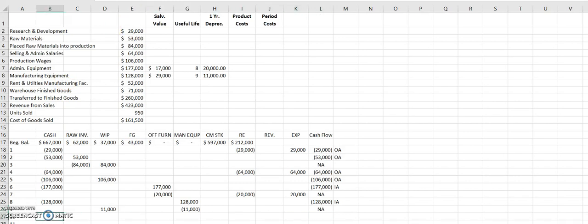Okay, transaction 10. We paid $52,000 for rent and utility costs for the manufacturing facility. So we paid cash for what? For utilities on the manufacturing facility. So because that relates to our manufacturing facility, that's also another form of overhead for that plant. So we're going to have $52,000 as an increase in our work in process.